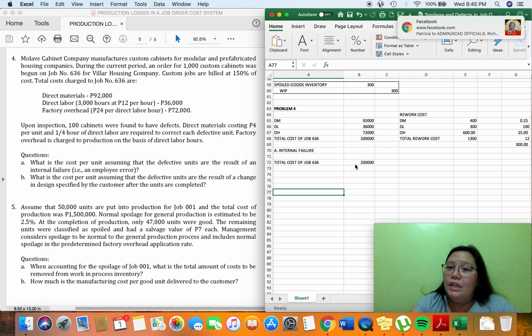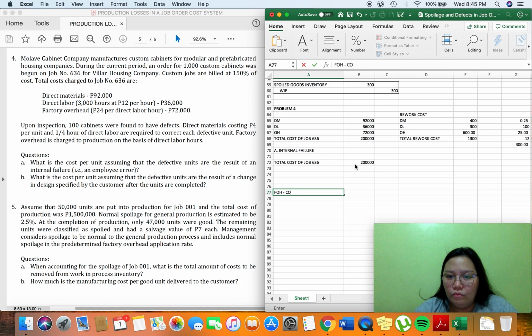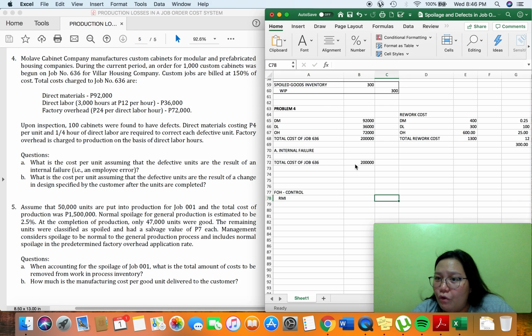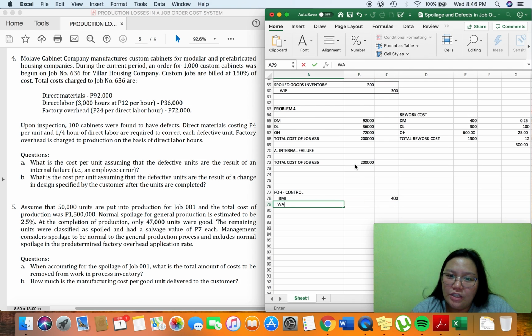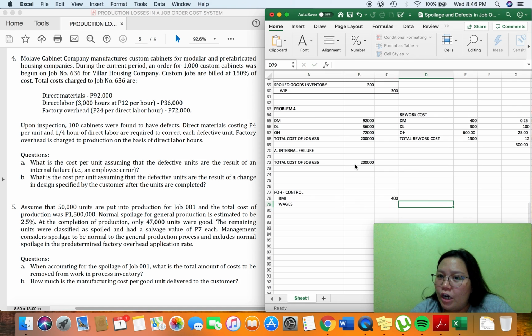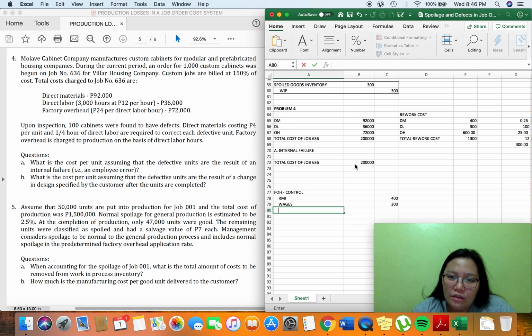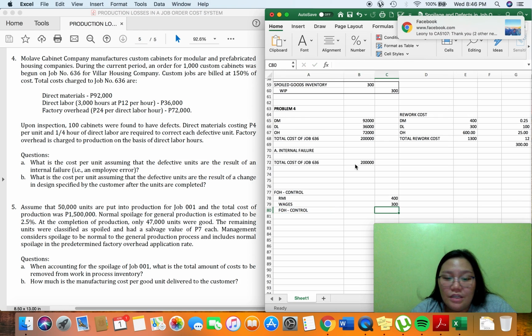So, we have to debit factory overhead control. And then credit tayo ng raw materials inventory for 400. Credit wages for 300, and then we also have the credit factory overhead control for the applied overhead amounting to 600.